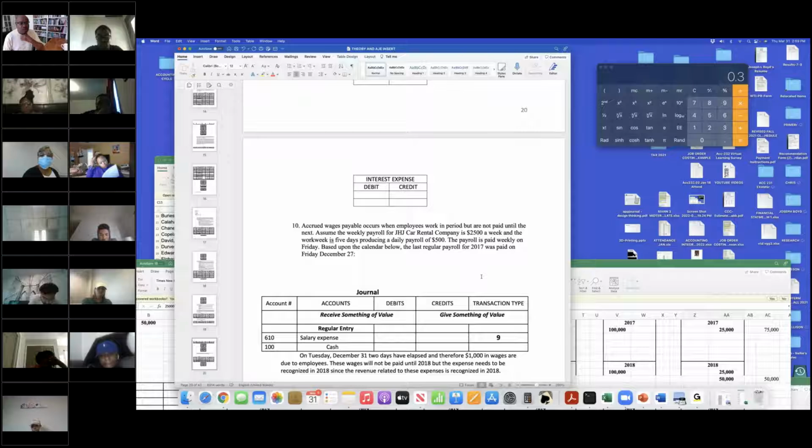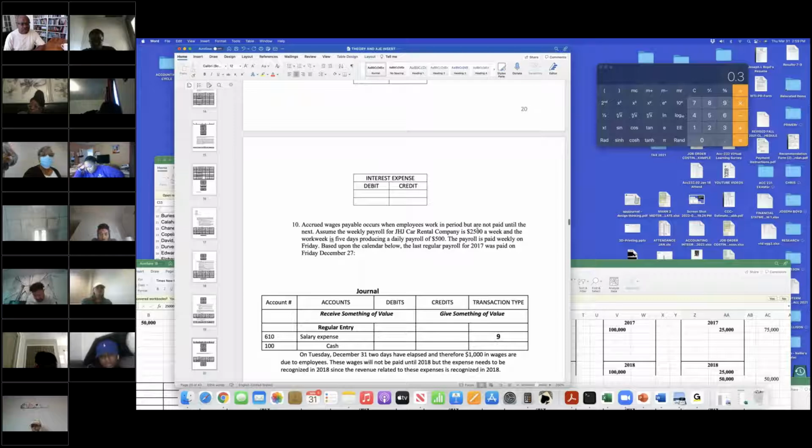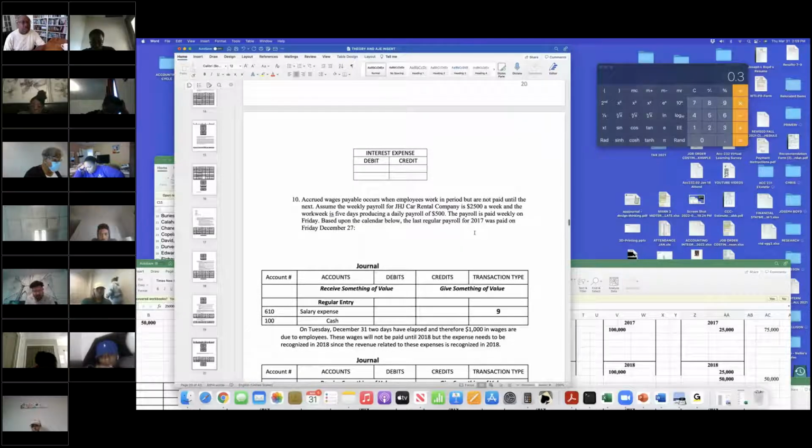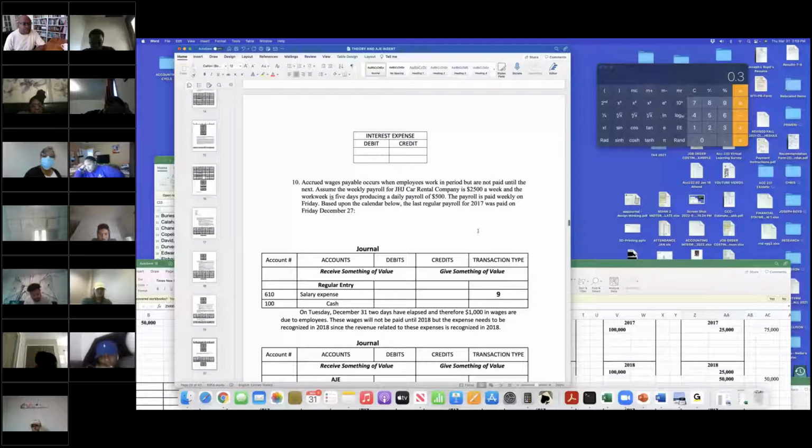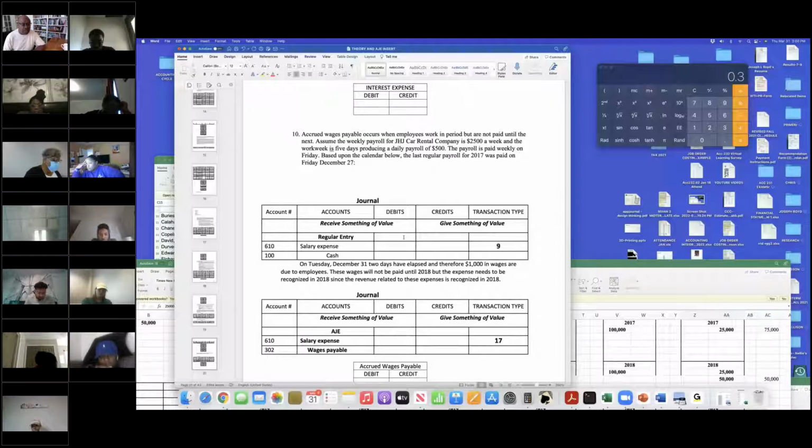So assume the accrued wages occur. Assume we got a weekly payroll, and assume the weekly payroll is $2,500 a week. So the workers are making $2,500 a week. And so when December 27th came around, and that was the last Friday, assume that is the last full week. Then the company would have made this entry similar to the interest entry. They debit salary expense and credit cash. That's just a normal entry that's made.